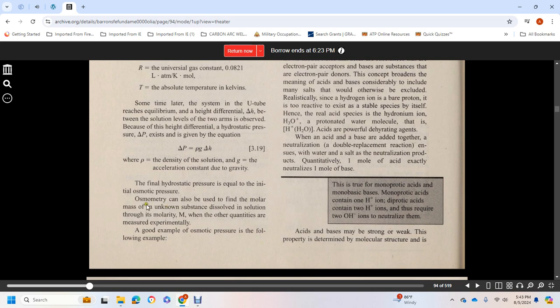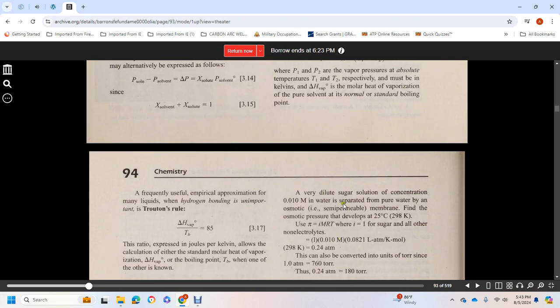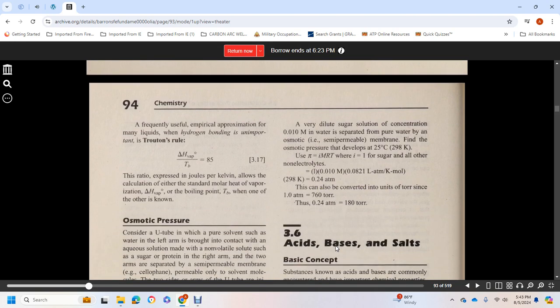Osmometry can also be used to find the molar mass of an unknown substance dissolved in a solution through the molarity, when the other quantities are measured experimentally. A good example of osmotic pressure is the following. A very dilute sugar solution with a concentration of 1,000 moles of water is separated from pure water by a semipermeable membrane, and osmotic pressure develops at 25 degrees Celsius. The van 't Hoff factor is 1 for sugar, a non-electrolyte, and the result can be converted to units of torr.